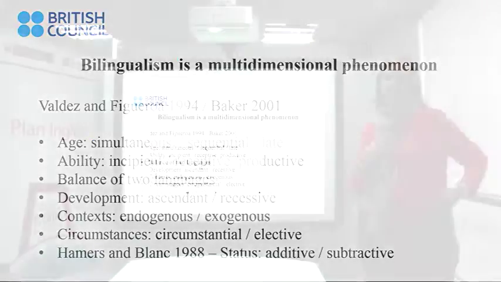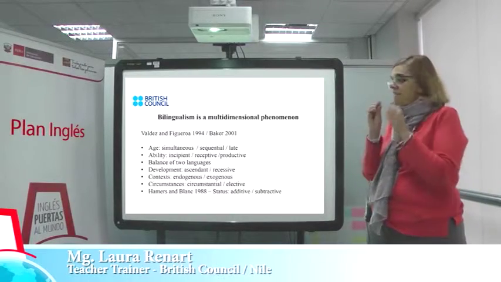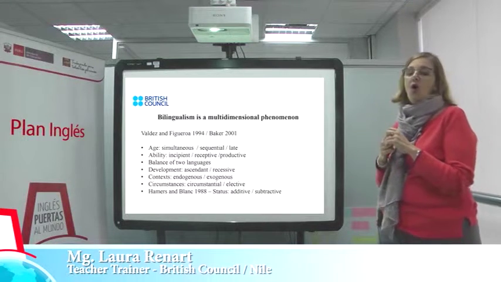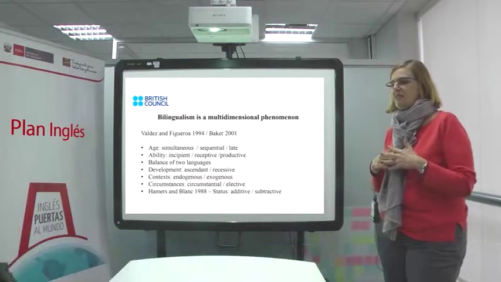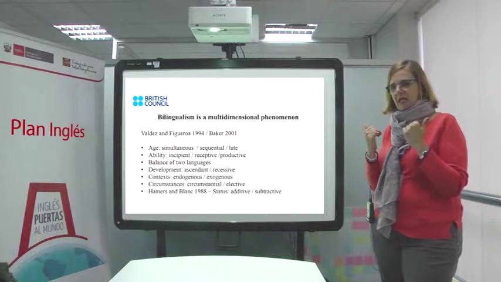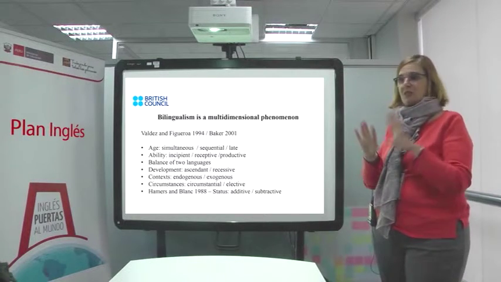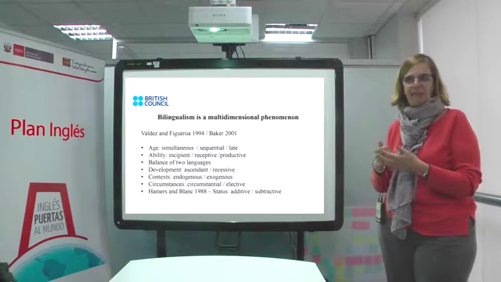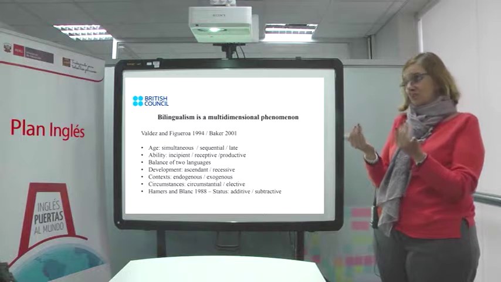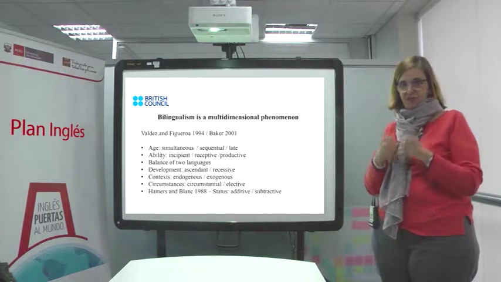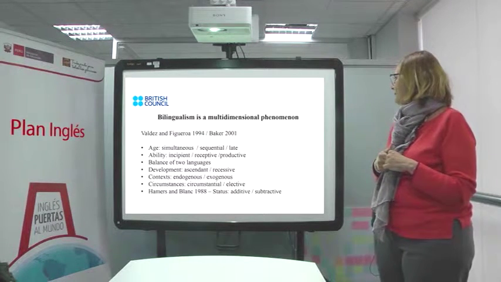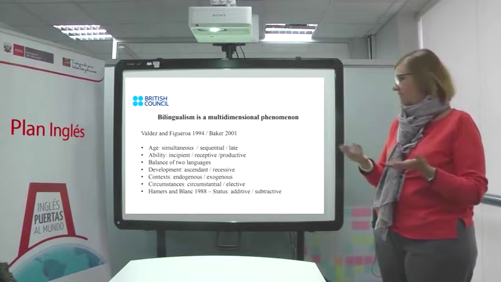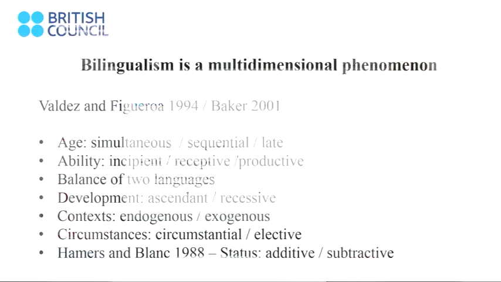According to the ability you have to learn the language, you are incipient, you have a small amount of bilingualism, or, the case of many immigrants, for example, receptive bilinguals. My mother understands perfect Italian. She cannot speak Italian, because she comes from an Italian family. So then she is considered, for example, a receptive bilingual. And some other people are considered productive bilinguals. They can speak the two languages.